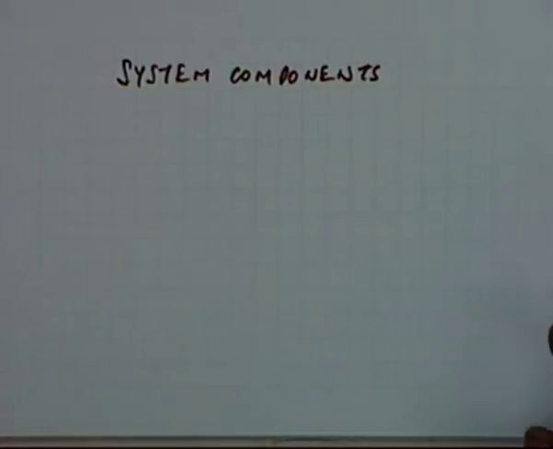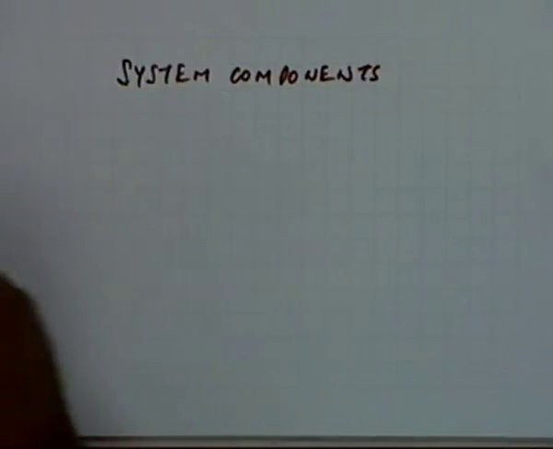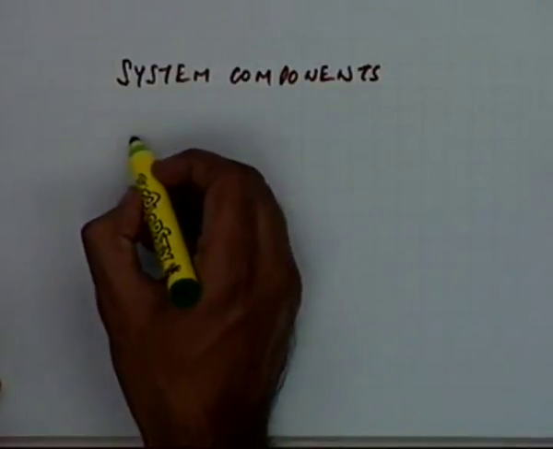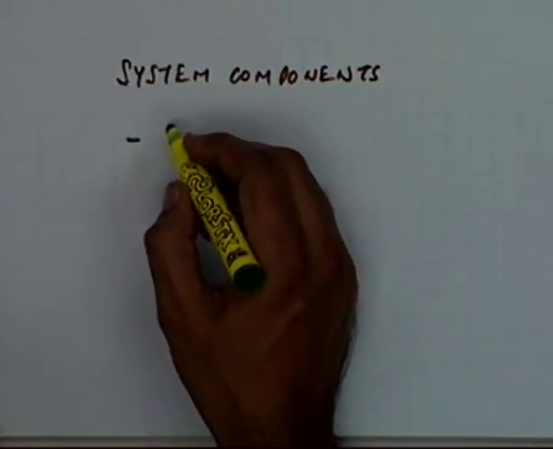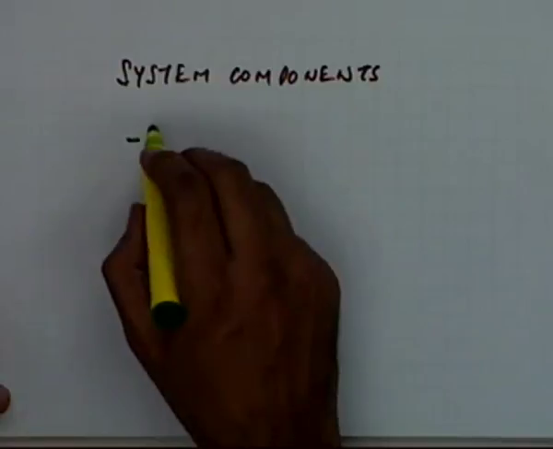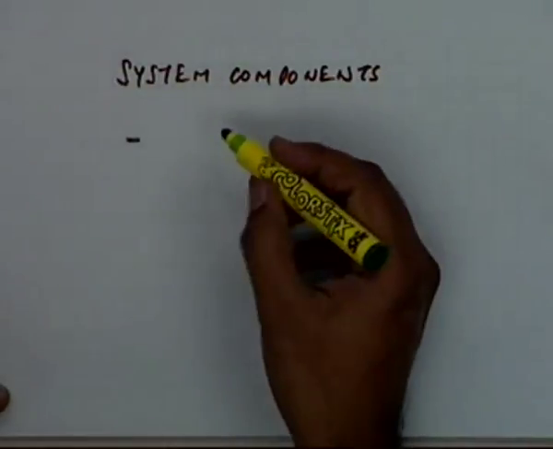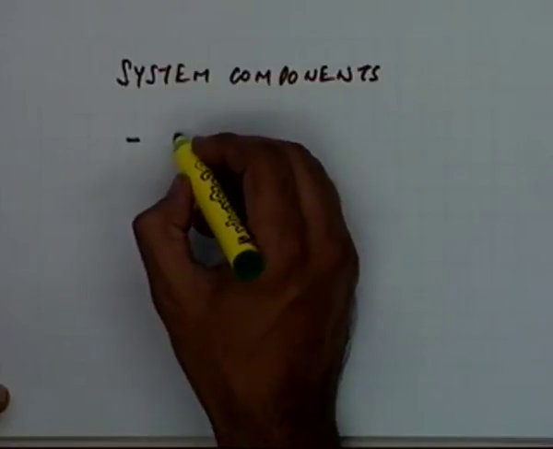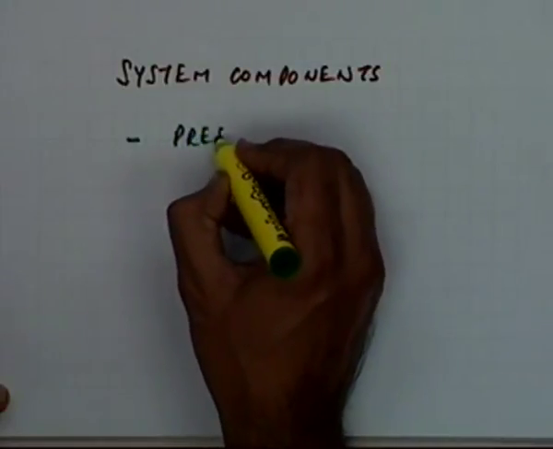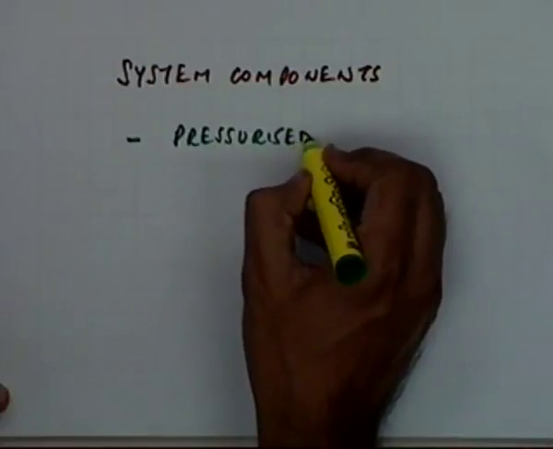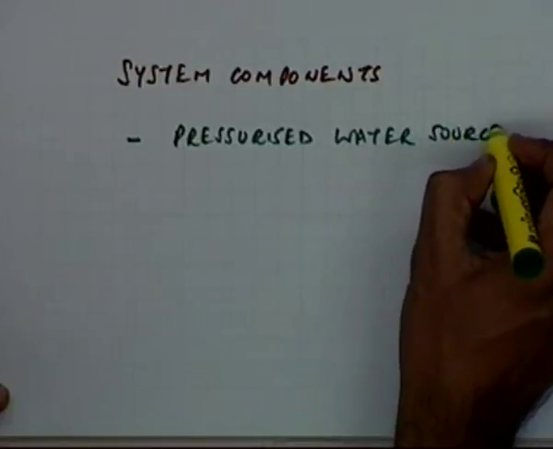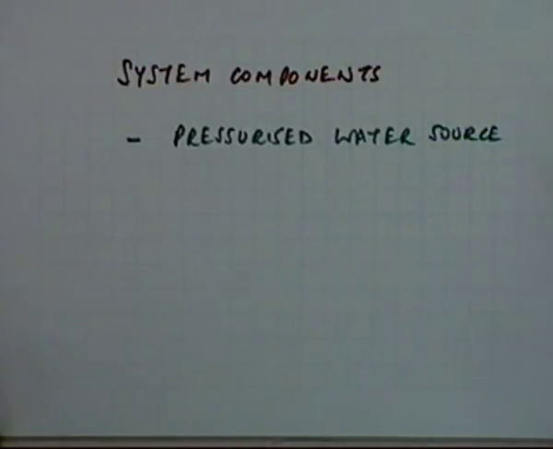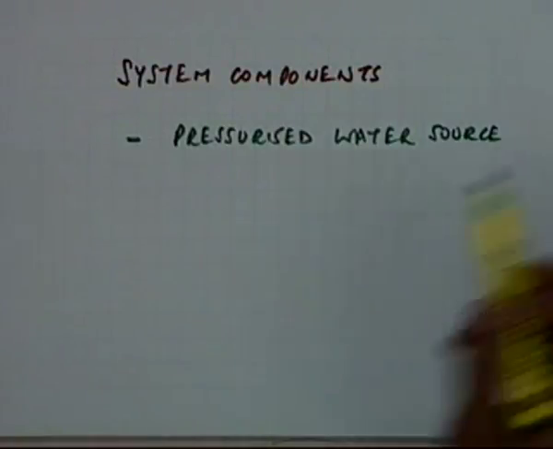What are the basic system components which have to be taken care of? The first thing, which is true for all the systems which we have just mentioned, is that you need a pressurized water source. That is a must. The extent of this pressure might be different from one system to another system.